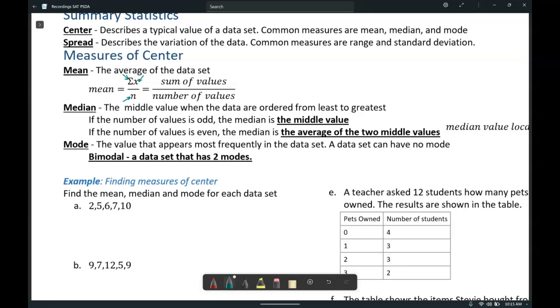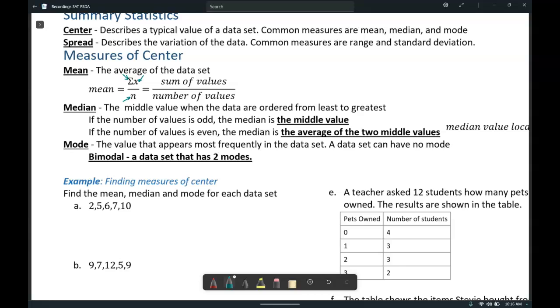Median represents the middle value when data is ordered from least to greatest. If the number of values is odd, the median will be the middle value. However, if the number of values is even, then we're going to have two middle numbers. So we'll take the average of those two middle values.